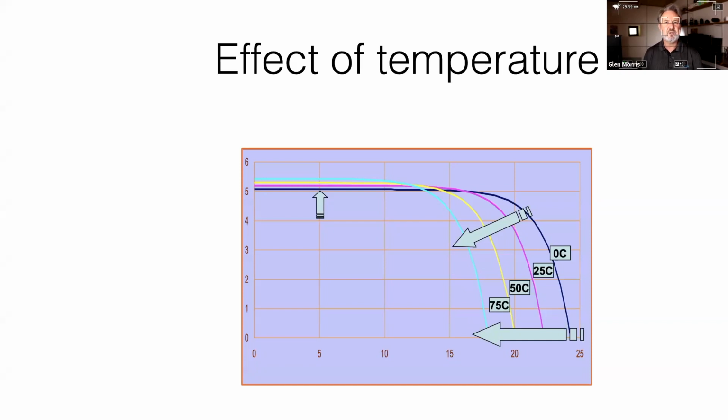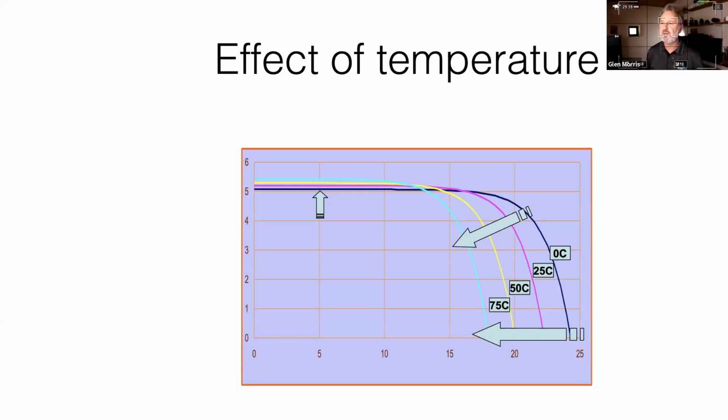But what is significant is the effect on voltage. The panel voltage changes significantly with temperature. So generally, as the panels heat up, and this is also reflected as a VOC, or voltage open circuit temperature coefficient, they drop in voltage. So as a panel heats up, its voltage drops away.